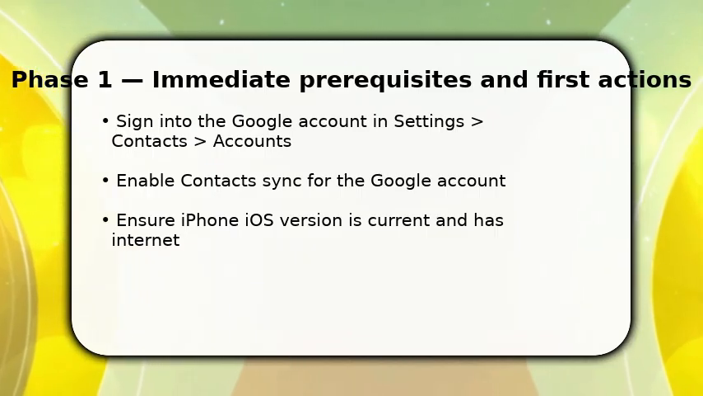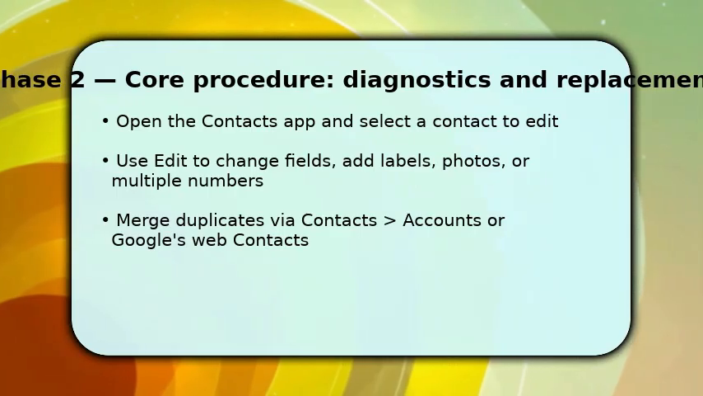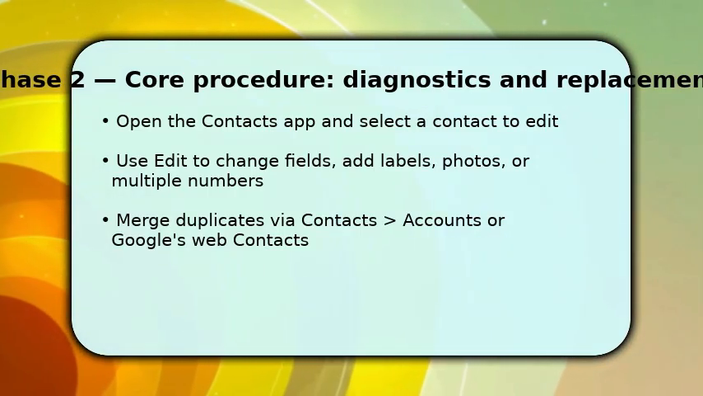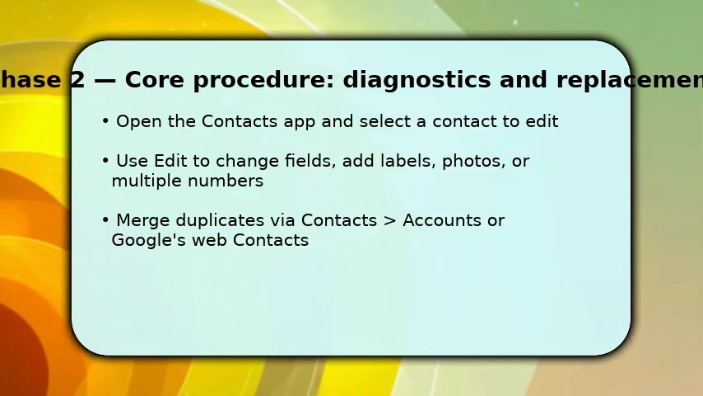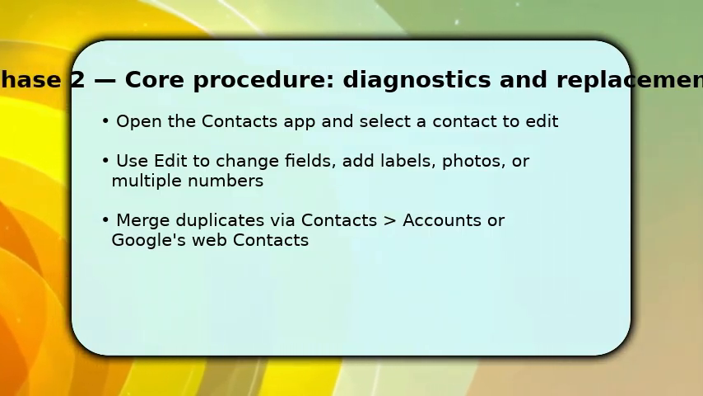You open Contacts, tap a contact and choose Edit, change name spellings, add job, multiple numbers, email addresses, and a photo so identification is easier. Use consistent labels like mobile or work for clarity. Once edits are saved, they push to Google.